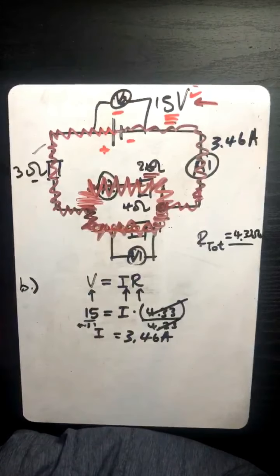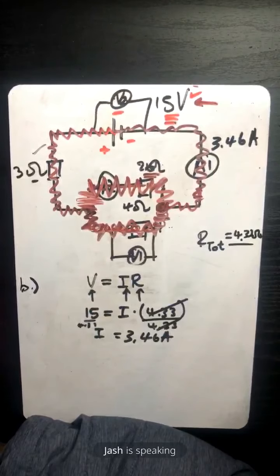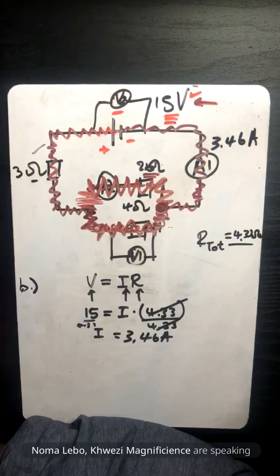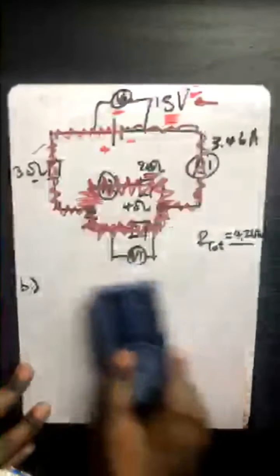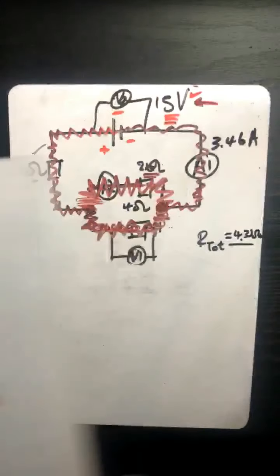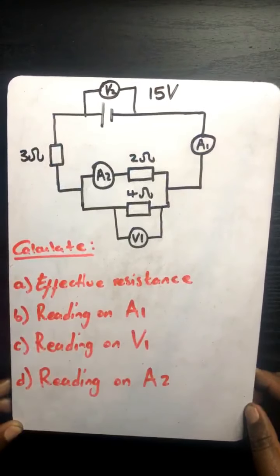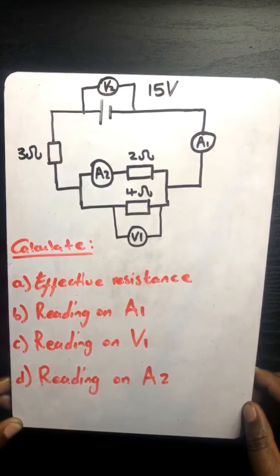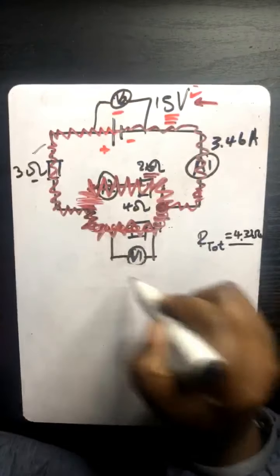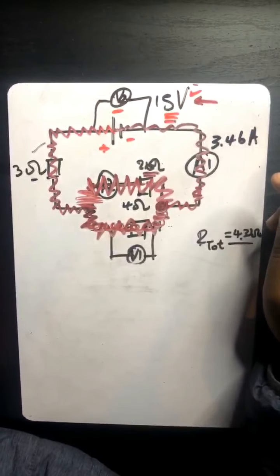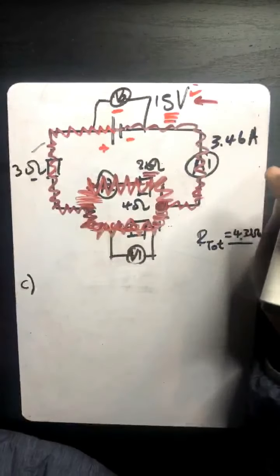I'm not sure if it's everyone who's happy with that one. Yes, I'm happy with it. Does it make sense to everyone? Yes, sir. Okay, 100%. So now let me remove all of this because we have calculated. The next question says the reading on V1. Can you guys see where V1 is? They want you to calculate the reading on V1. Is there someone who wants to suggest how we can calculate the reading on V1?